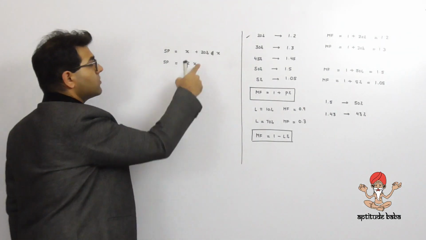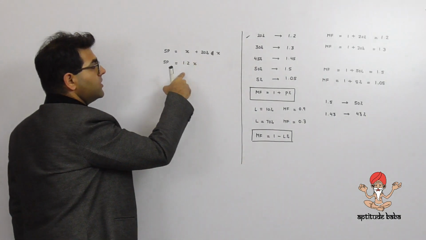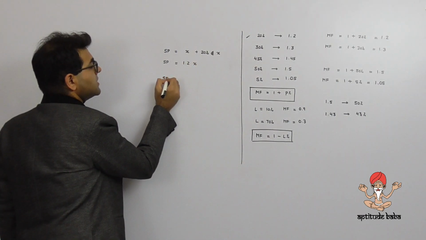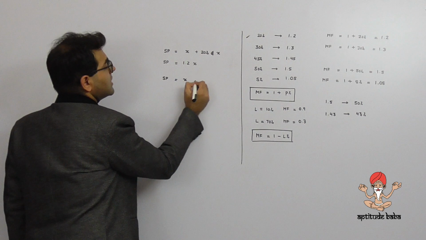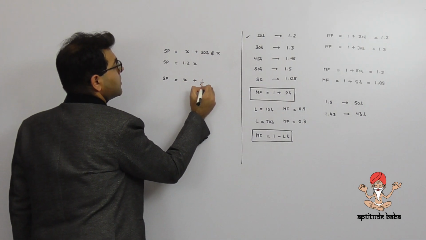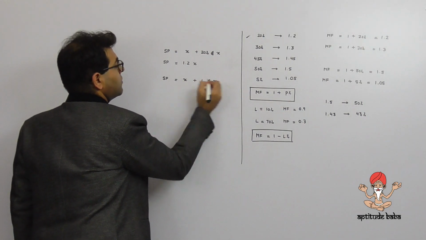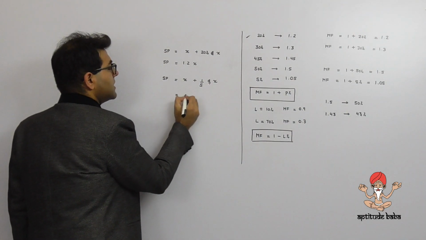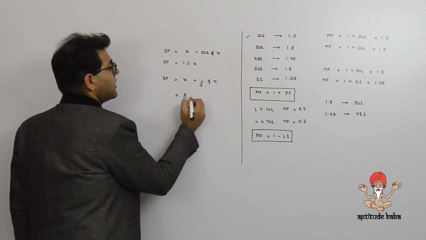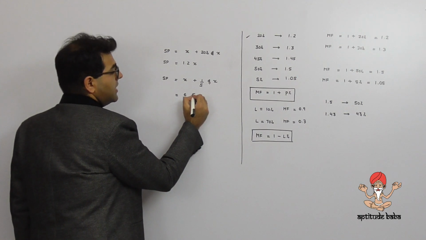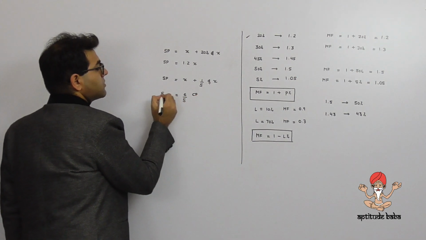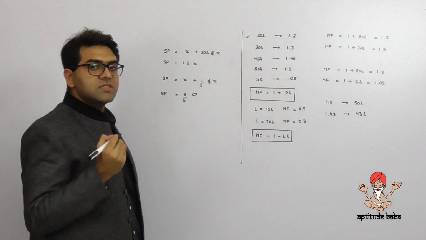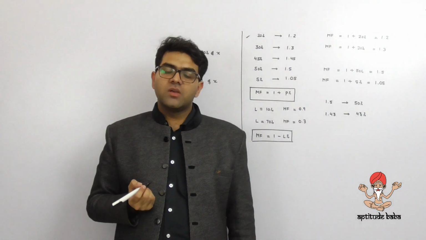So instead of taking 20% here as 0.2, I could have expressed the entire thing as x plus 1 by 5 of x. Now if I write my selling price as x plus 1 by 5 of x, that gets you 6 by 5 of x. X was my cost price, so can I say my selling price is 6 by 5 of x.